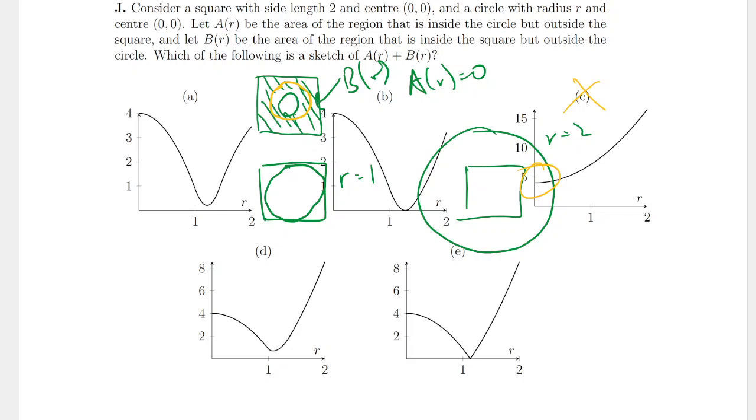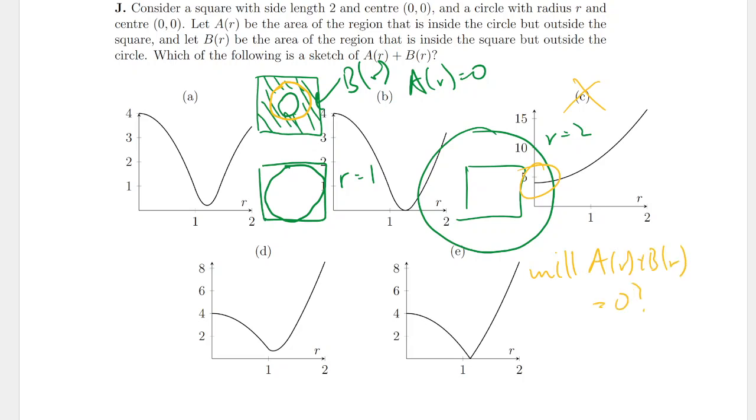Okay, what next? Let's separate the remaining 4 graphs into 2 groups. Let's say A and D, and then B and E. So what distinguishes them? The distinction is that B and E hit 0, but A and D do not hit 0. So the question becomes, will A of r plus B of r equal 0?